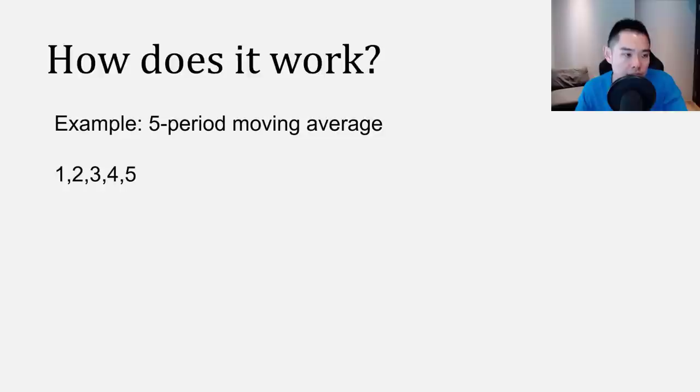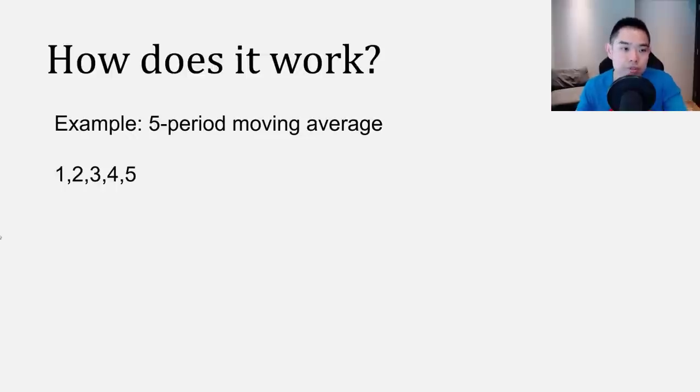So I'll walk you through. Let's say on day number one, Apple closed at $1. Day number two, it closed at $2. Day number three, it closes at $3. Day number four, at $4. And day number five, closed at $5. Simple. Now, how do you calculate this 5-period moving average using the data that you have?